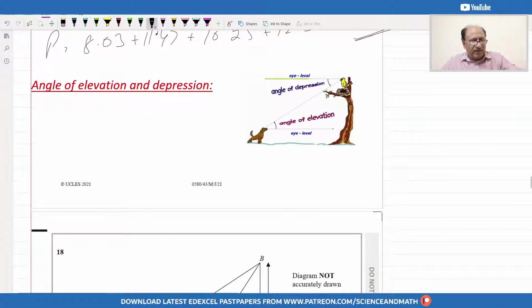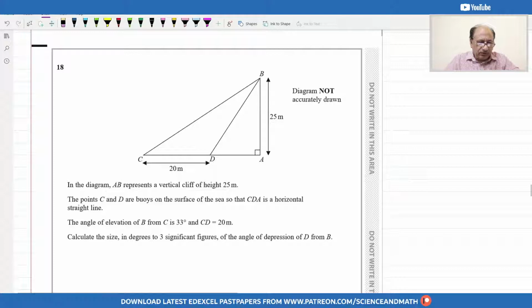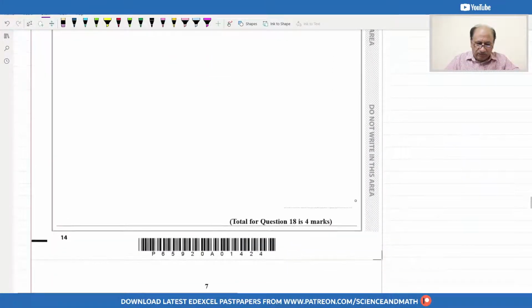Now the next is angle of elevation and depression, which basically we discussed in the previous stream also. And angle of depression is this one. If we recap, this angle of depression is lower than eye level, and angle of elevation is above eye level. So this is eye level, above eye level will be angle of elevation. So this is angle of elevation. Hopefully you understood this.